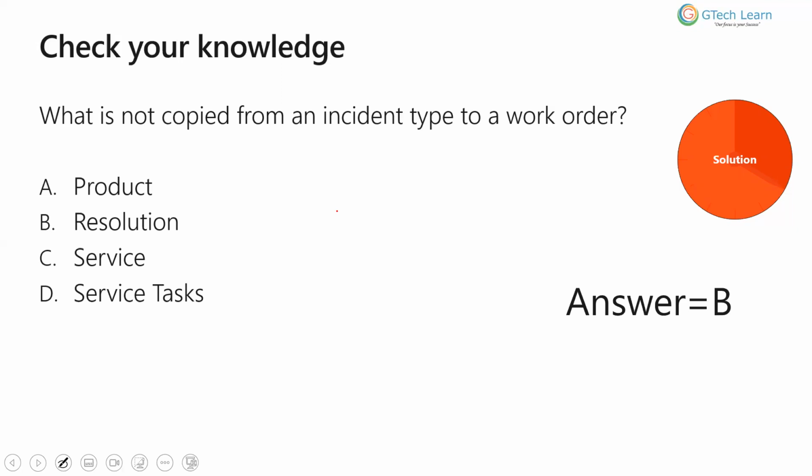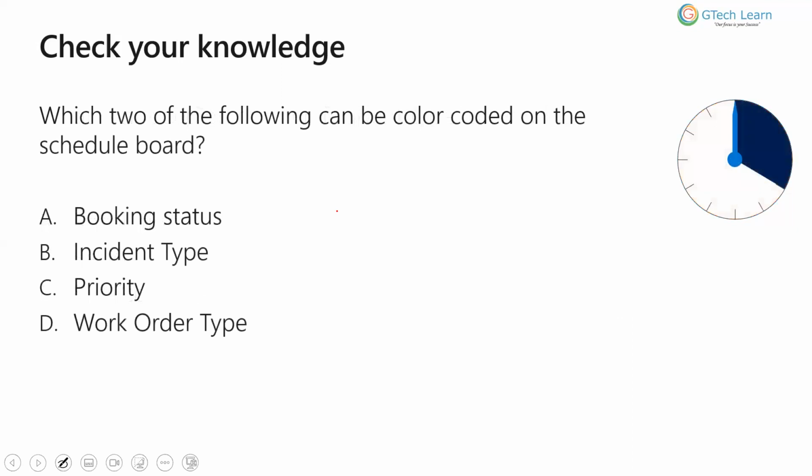Okay, so the next question we are having in line is, which two of the following can be color coded on the schedule board? Whether it's your option A, booking status, option B, incident type, option C, priority, or option D, work order type. So let's have your answers on the chat and let me just start the timer for it.